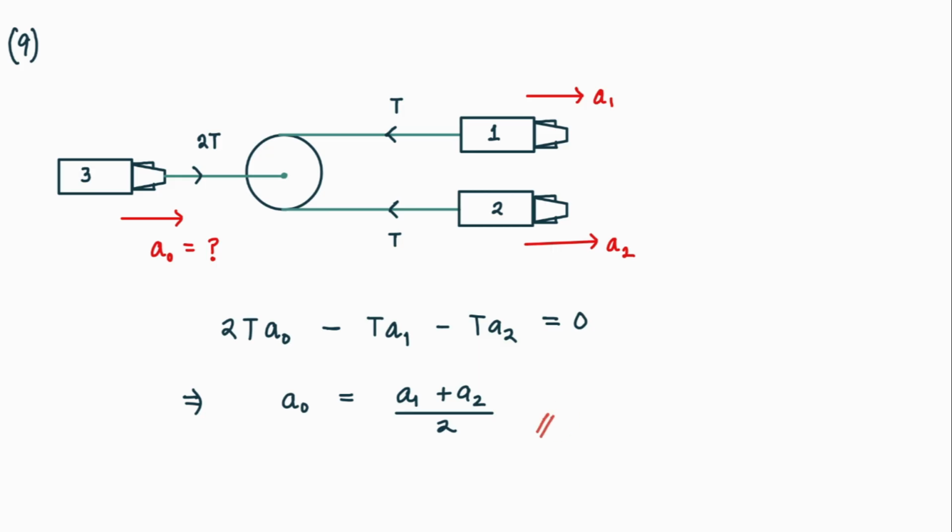So this is the final answer for this particular problem: the acceleration A naught of the third truck, which is being towed because of the accelerations A1 and A2, is going to be (A1 plus A2) by 2.